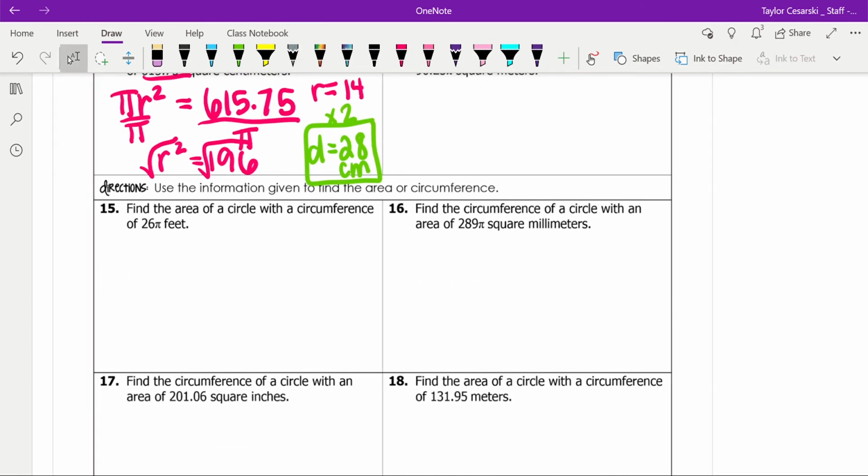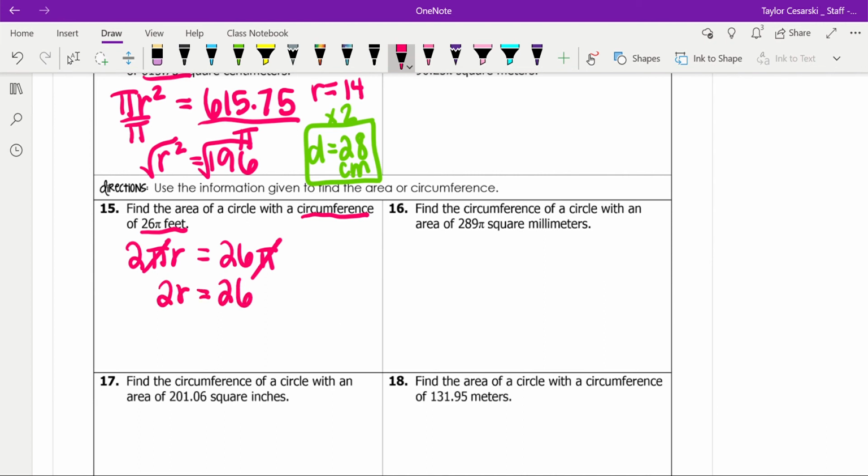Okay, a couple more left. Find the area of a circle with circumference of 26 pi. Again, don't deal with what you're trying to find until the very end. Deal with what you are given. It tells you the circumference is 26 pi, so that means 2 pi r equals 26 pi. I can cross out my pi on both sides and I get 2r equals 26. Divide both sides by 2. R equals 13.